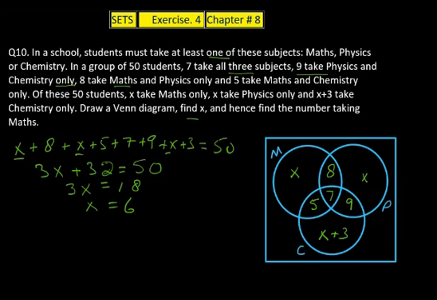Now it says find the number taking maths. It means that this is the maths portion, which has 4 parts: X plus 5 plus 7 plus 8, and we already found the value of X. So the number taking maths is equal to X, which is 6, plus, only look at that circle, guys, because this is the circle of maths, and it has 4 portions. So 6 plus 5 plus 7 plus 8, if you add all these up, that is equal to 26. It means that there are 26 students who are taking mathematics.